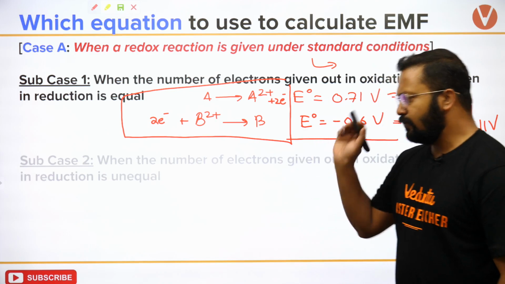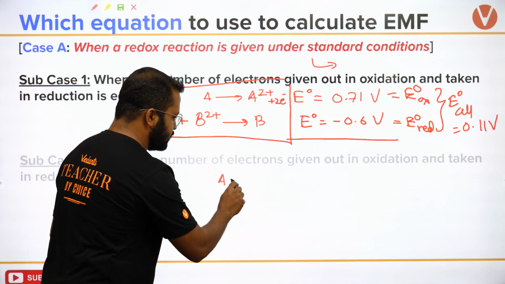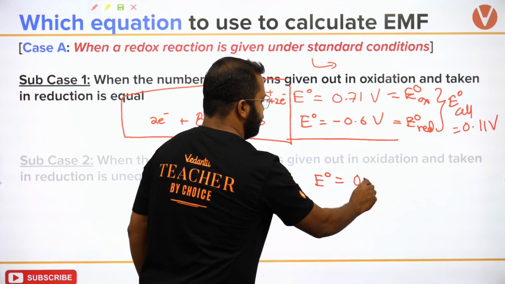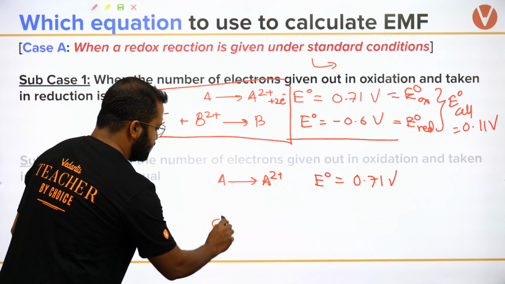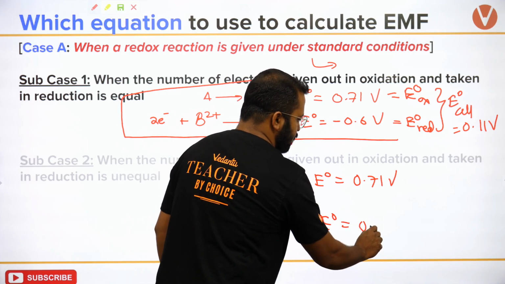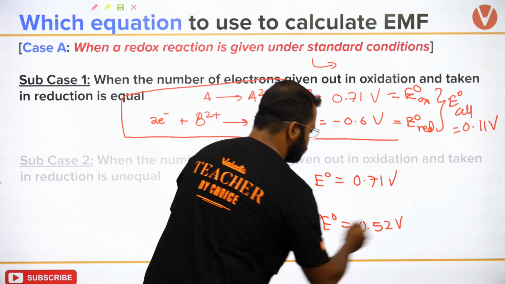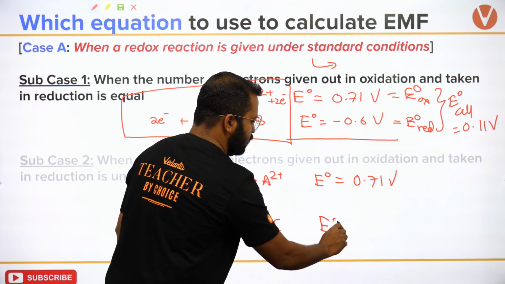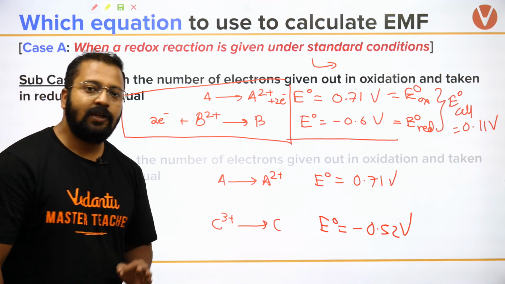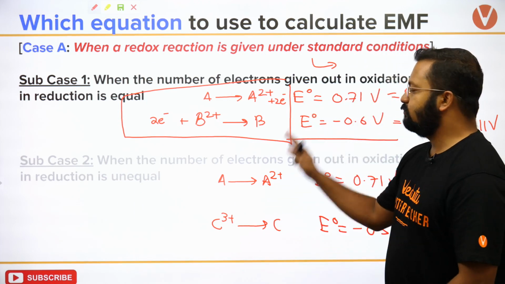Clear? Now, if the numbers are unequal, अगर number unequal दे दिया गया है, for example, you are given something like this. A changes to A2 plus, E naught is given as 0.71 volts, and C3 plus changes to C, E naught is given as minus 0.52 volts. Now this is very interesting because here so many mistakes are committed by a number of students.